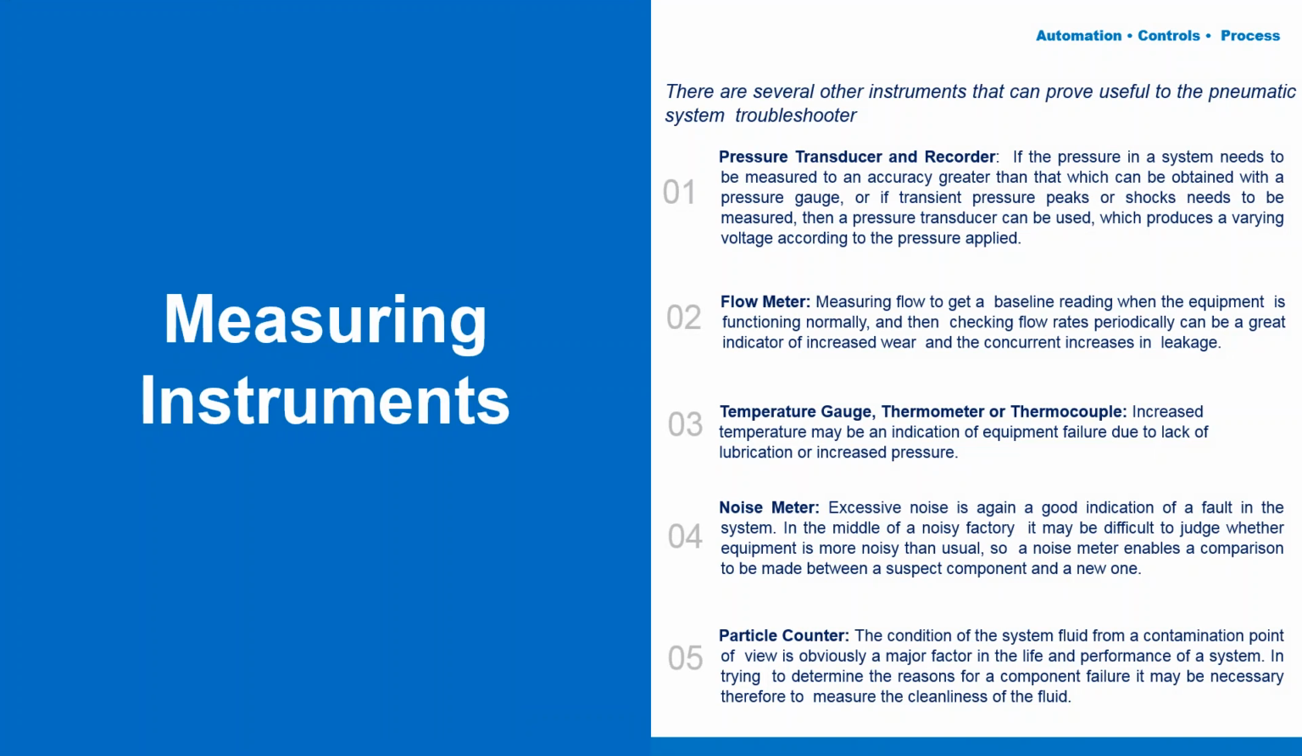So things that are useful: pressure transducers and potentially a data logger or recorder. That can be very helpful on a machine if you can identify pressure in a few locations and then record it as the machine moves. That might tell you if there's excessive pressure drop somewhere, or excessive pressure peaks, transient pressure spikes, things of that nature. A flow meter might be used to get a baseline reading when the equipment is functioning normally, and then checking periodically can indicate increased wear. An excessive flow can indicate an increase in leakage.